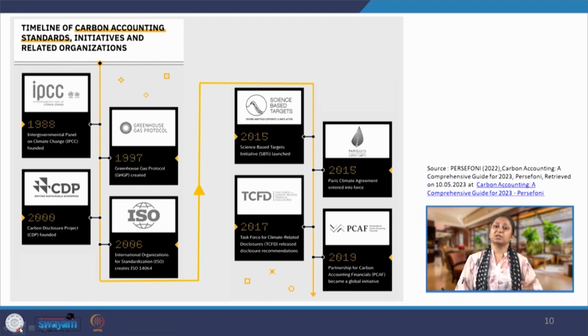So, it is not just emission targets, but also water targets and other targets which have been included. But in GHG protocol, we are only talking about GHG emissions largely. And then in 2019, there was a partnership for carbon accounting financials that became a global initiative. So, these are largely talking about the accounting of carbon emissions, plus maybe other emissions, for example SBTI, but largely they are talking about carbon emissions, the GHG emissions.